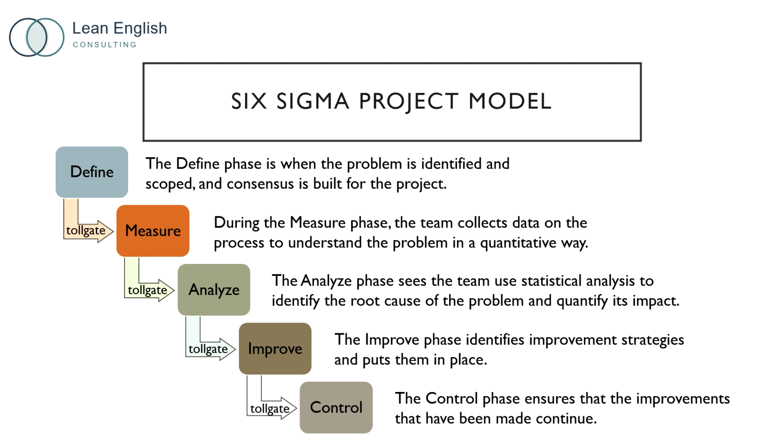The analyze phase sees the team use statistical analysis to identify the root cause of the problem and quantify its impact. Now that we have collected all the measurements concerning our current state during the measure phase, we can perform root cause analysis and test our assumptions. This is when we switch from descriptive statistics, which tell us about the quantity of our problem, to analytical statistics, which help us identify the cause of our problem.